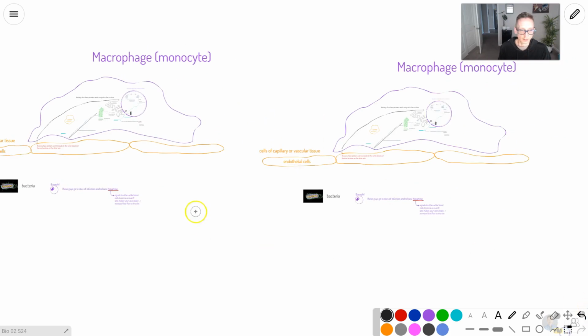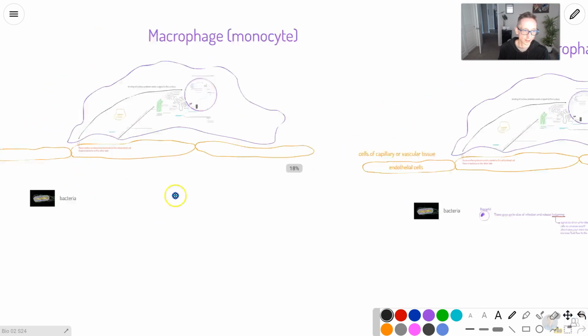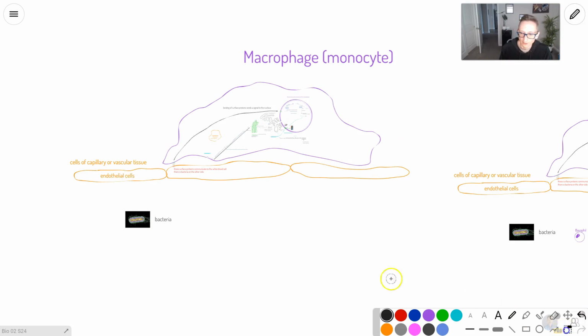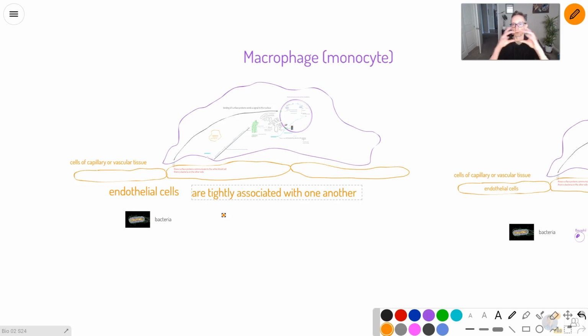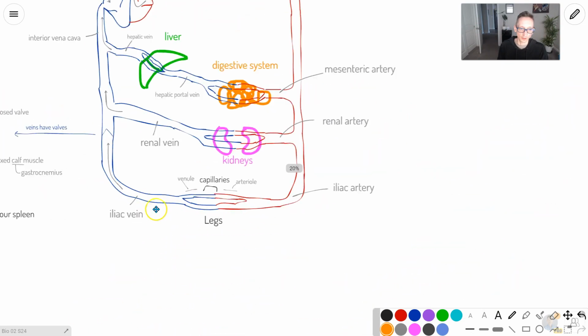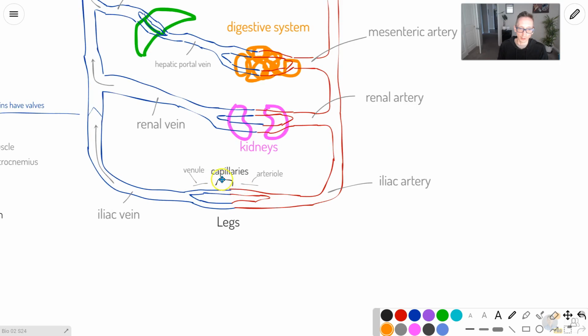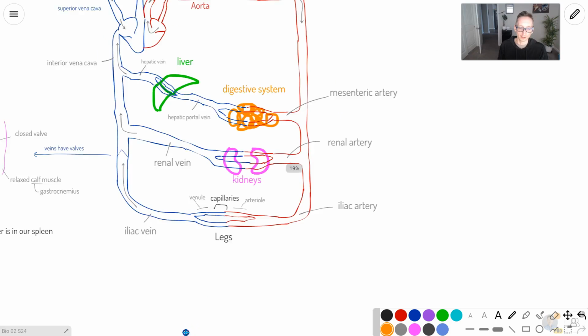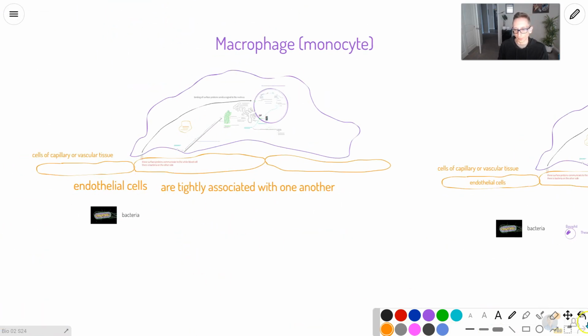All right. And here we don't have the basophil. The bacteria is there. The endothelial cells are tightly associated with one another. So the endothelial cells are what make up the walls of the artery or vein. Sorry, I should be clear on that. The walls of the capillaries are made up of endothelial cells. All right? Endothelial cells are tightly associated with one another. There's no basophil here.